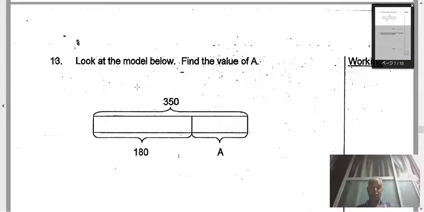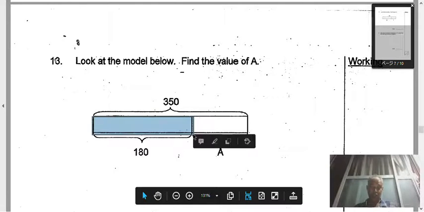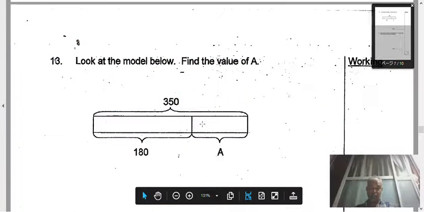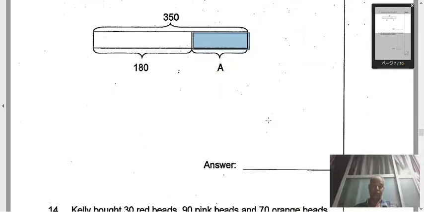Look at the model below. Find the value of A. So the total box, you can see the box number, and this box number is 350. Look at the figure. Learn how to read the figure. 350. This box, the bigger box, is 180, right? Okay, so how much is this A? So you have to find out. How will you do that? You have to think, whether addition or subtraction, up to you.